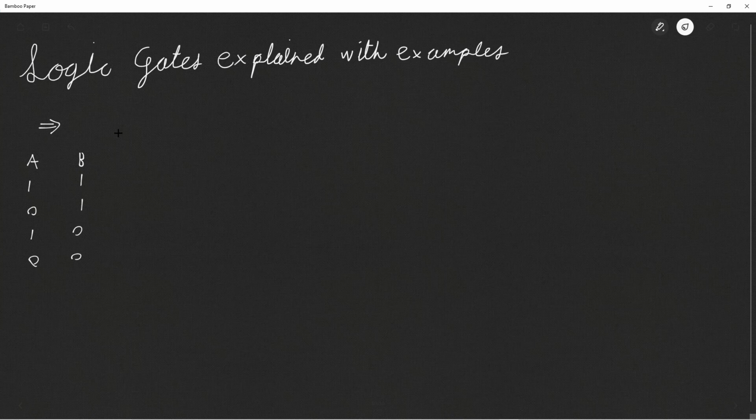So when we have our A and B here, when it's 1 and 1, our implied gate will be equal to 1. And for 0 and 1, it will also be equal to 1. But when we have 1 implied on 0, this will be equal to 0. And when we have 0 implied on 0, it will be equal to 1.